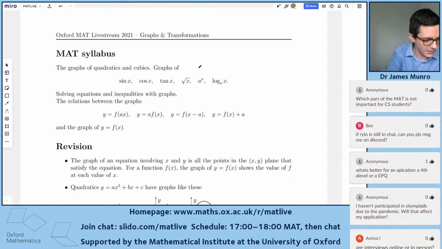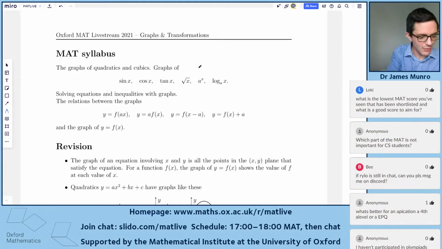Right, cool. Loki's got an interesting question. What's the lowest MAT score I've seen that has been shortlisted? Which is 0, because we occasionally shortlist people who didn't do the MAT, so 0, I guess. What's a good score to aim for? I usually say 75. 75 is pretty good on the MAT.